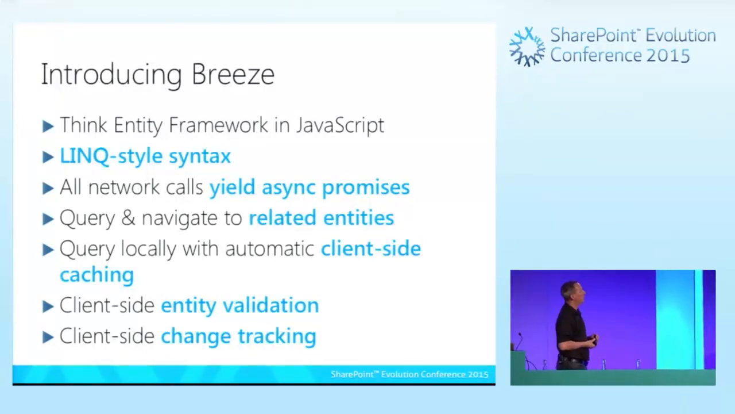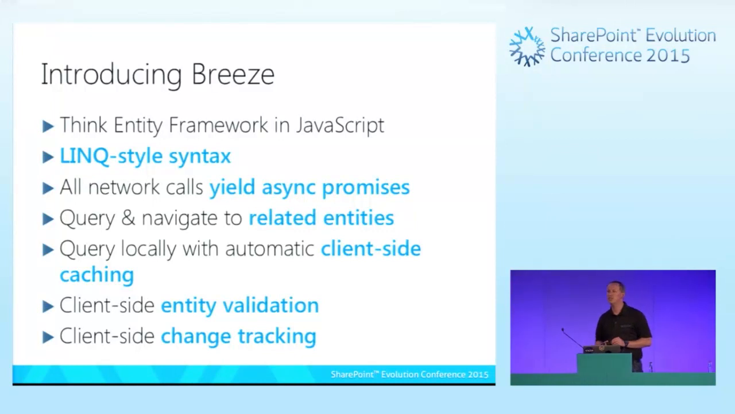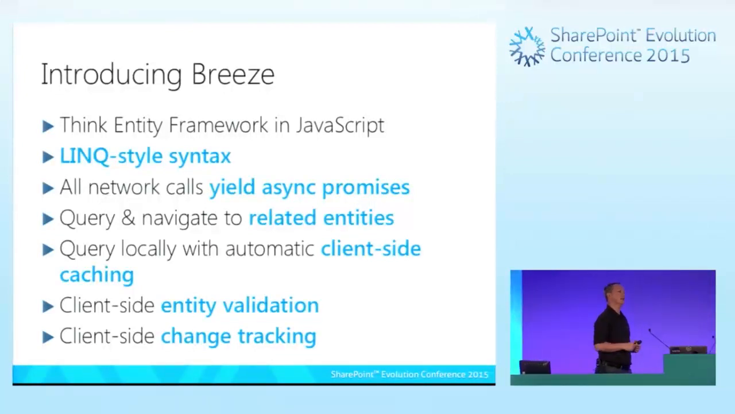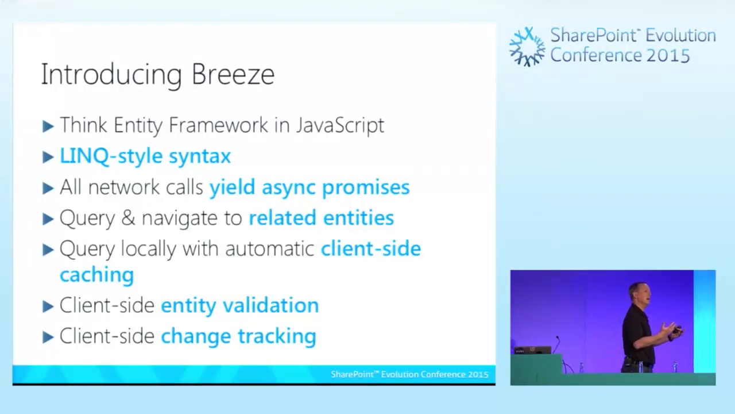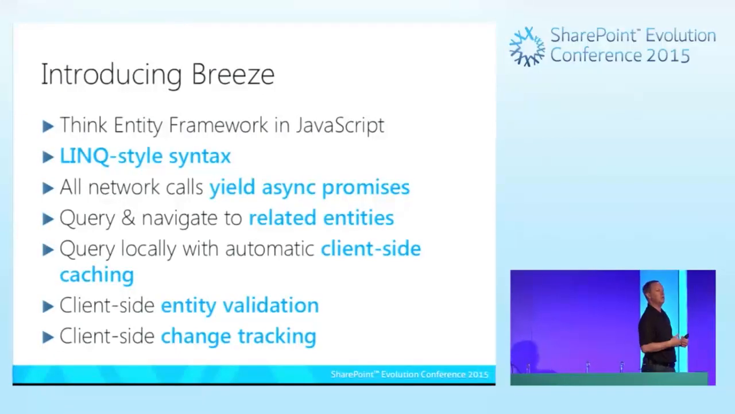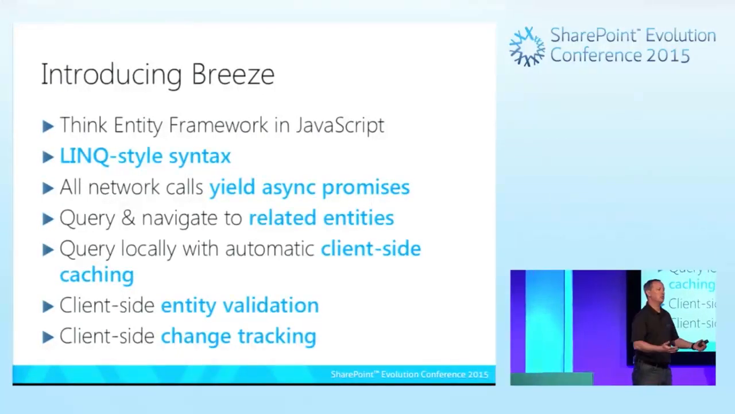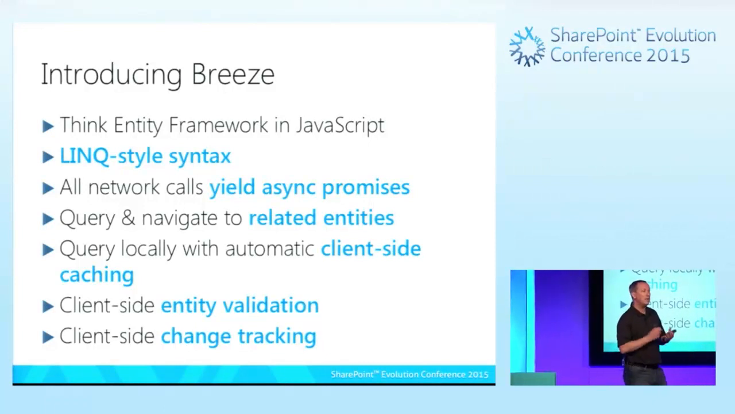I can query locally with automatic client-side caching. This is so cool. If I'm on a master list, and I get a list of all these different drivers, and then I want to click on a driver and go to his details, if I've already got the data, and I'm doing this in a single-page app style application, I don't care if I'm using Angular or Knockout or whatever, I've got the data. Why go back to the server to get that item again? You've got it.